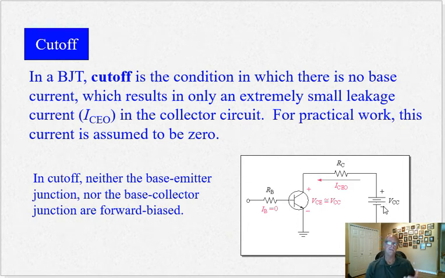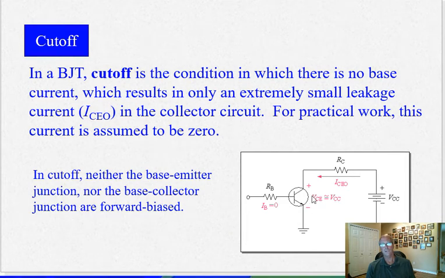So cutoff is basically when the switch is open, if you will. The potentiometer is completely as high a value as it possibly can be. Mega ohms, perhaps, okay? Millions of ohms. And we assume this current will be 0 at cutoff.